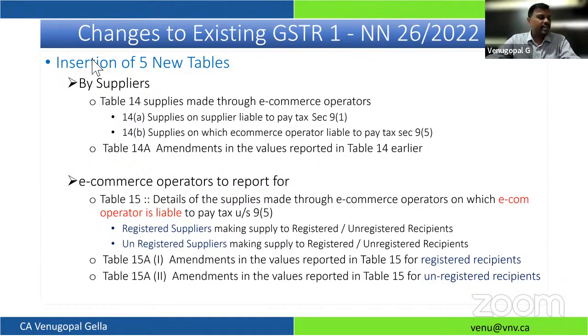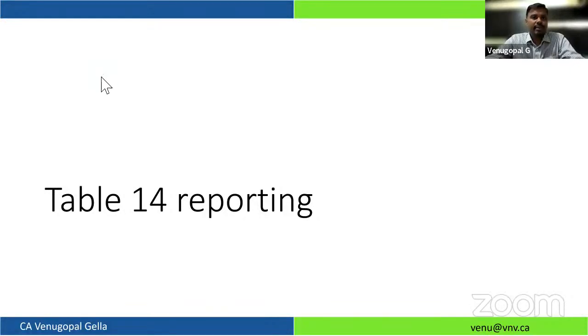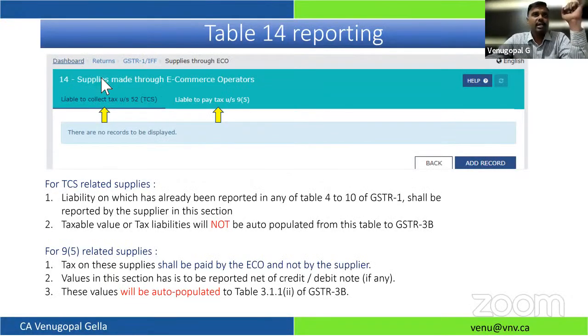Don't worry if it is confusing. I have again broken it down into a simple way to understand. Let's get into each one. Table 14. So when you go to the portal, you will see in table 14, I as a supplier am reporting. What am I reporting? I am reporting two aspects. Aspect number one, where the liability to collect tax is under section 52, which means I have the liability. So this is my outward liability. I have to pay tax. They will only do TCS. So liability two is where the e-commerce operator is liable to pay. Please note both the information I am giving.